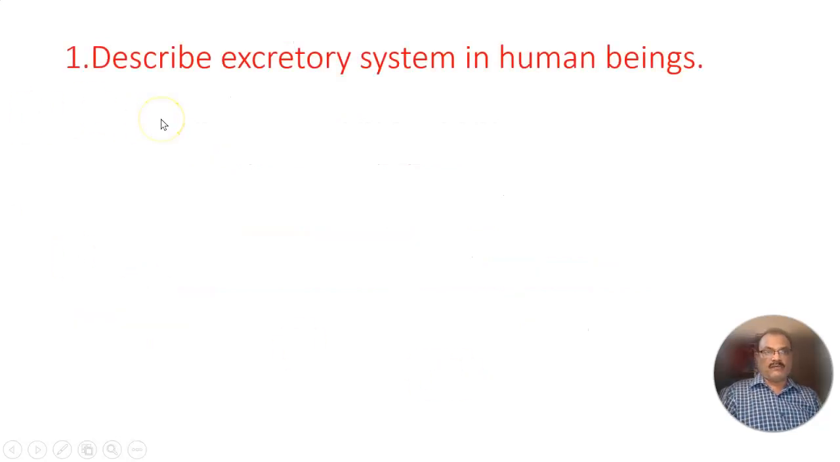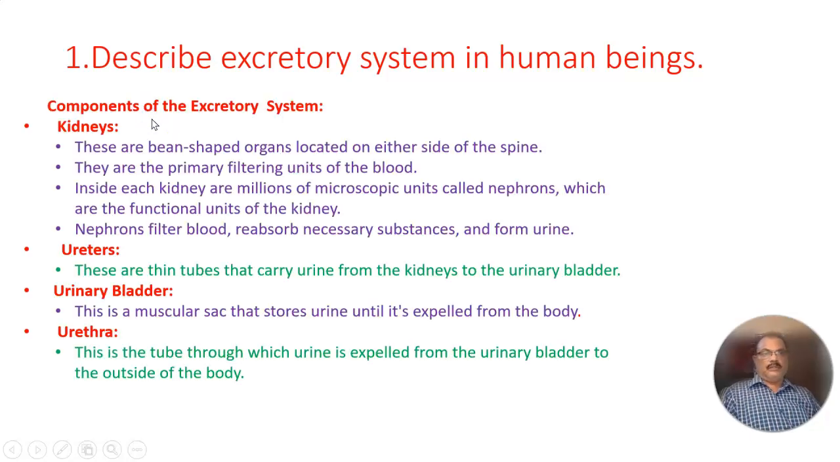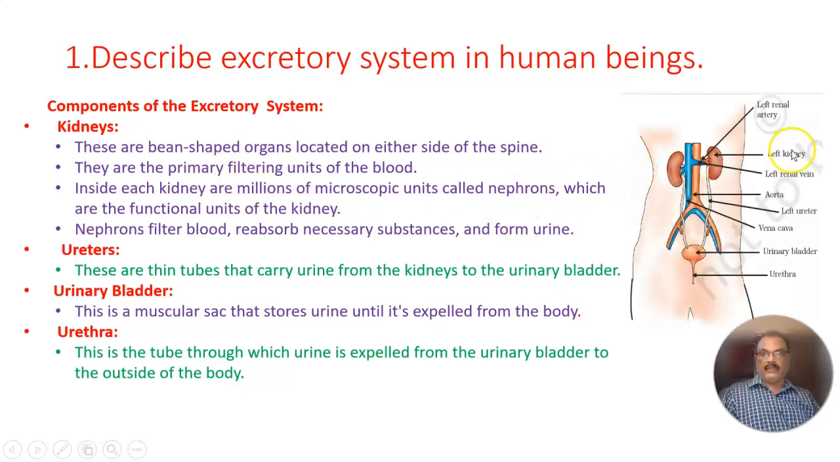Here is the answer for the first question. Main points are kidneys, ureters, urinary bladder, urethra. So how this works, we can see here in the diagram. This diagram is the textbook diagram. Check all the parts and their shapes and also practice two times. Draw this diagram and check their parts, which is very important for your exam.